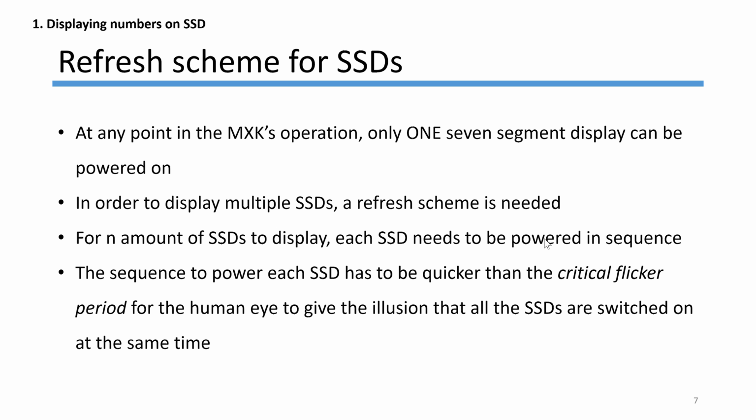This is similar to how, if you look at slow motion videos of cars or lights, at a slow enough frame rate you can see that the LEDs are actually switching on and off constantly. Because it's quicker than the critical flicker period for the human eye, we look at, say, headlights to be switched on at all times.